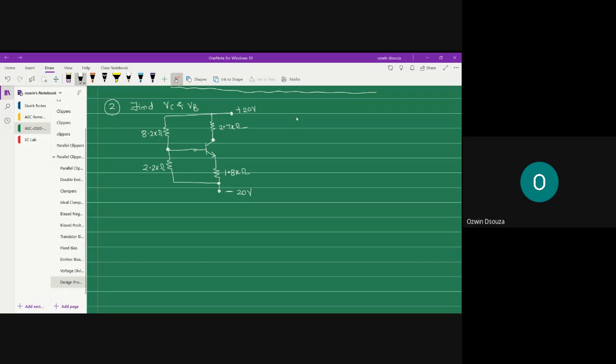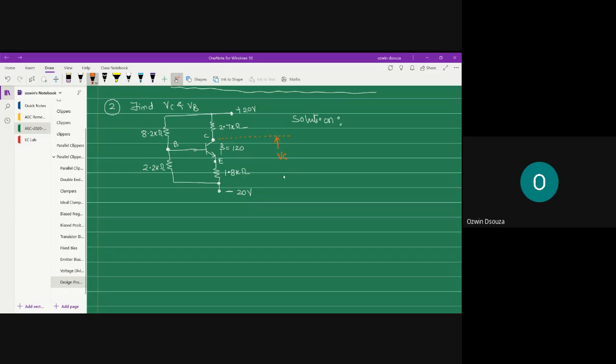So, solution. Let's consider. The beta value is given. So beta is given as 120. Solution. First let us mark the transistor terminals, base and emitter, and then let us mark the required voltages.